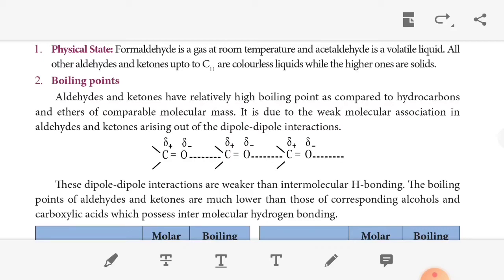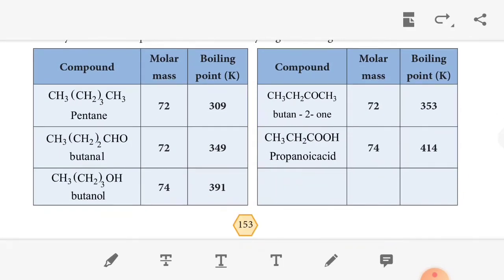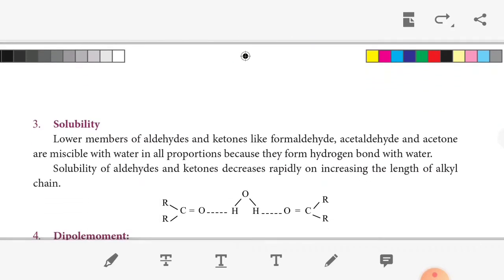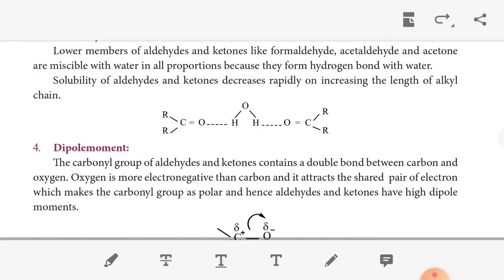The next is solubility. Lower members of aldehydes and ketones like formaldehyde, acetaldehyde and acetone are miscible with water in all proportions because they form hydrogen bonds with water. Then dipole moment. Aldehydes and ketones are called carbonyl compounds. The carbonyl group contains a double bond between carbon and oxygen. Oxygen is more electronegative than carbon, so it attracts the shared pair of electrons, making the carbonyl group polar. So aldehydes and ketones have dipole moments.